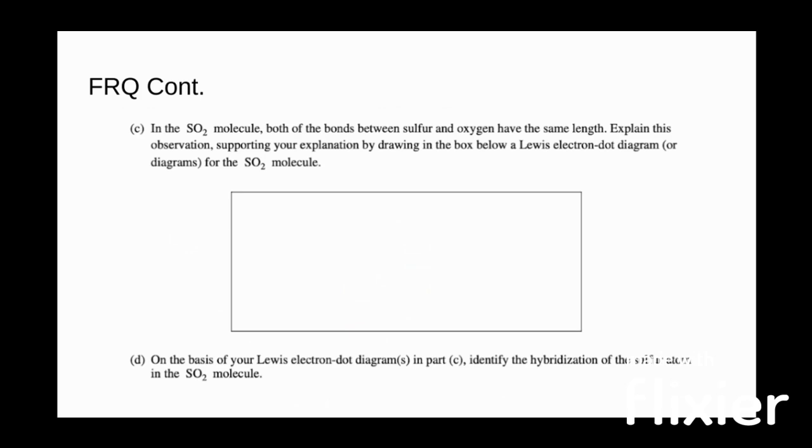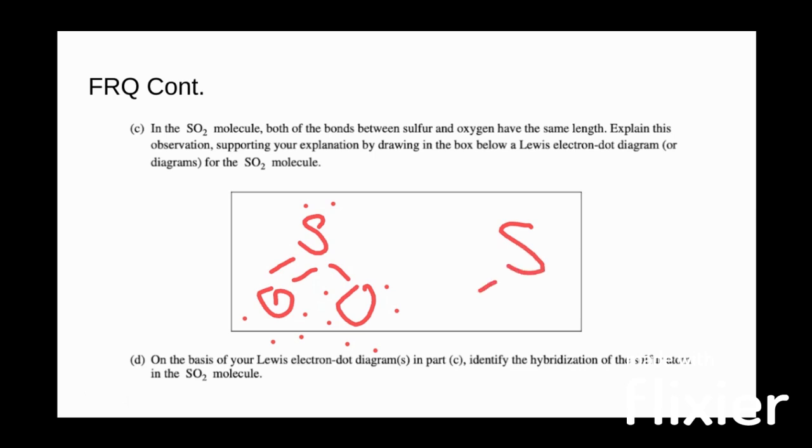Alright, for C, it asks us to draw SO2 Lewis structures and to draw all the resonance structures for SO2 and to find the bond length and see why they are the same. So the first one will look like this, and this adheres with the octet rule. You can take a look at all of them and you will see that they do in fact adhere with the octet rule. And then like this.